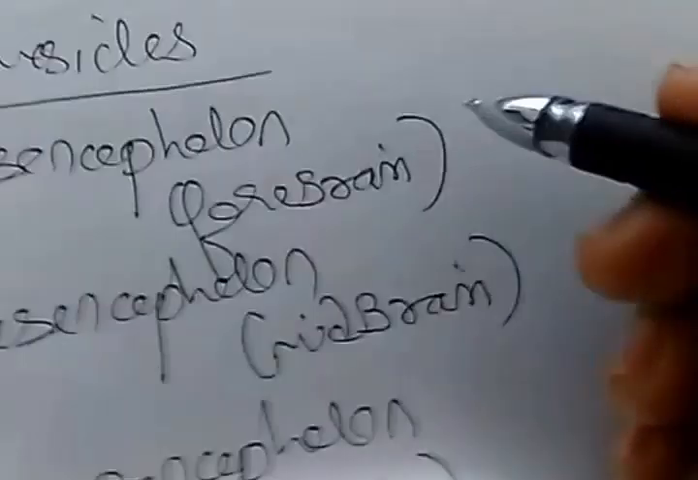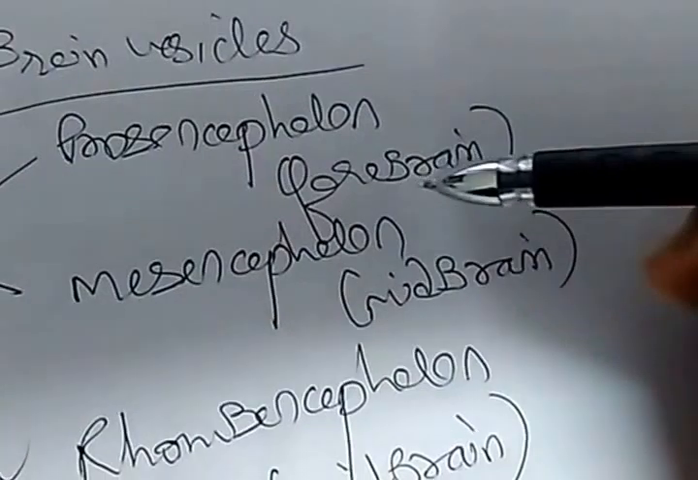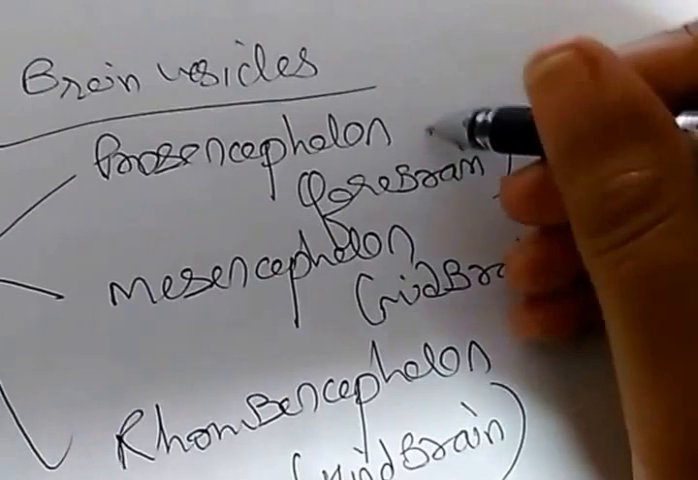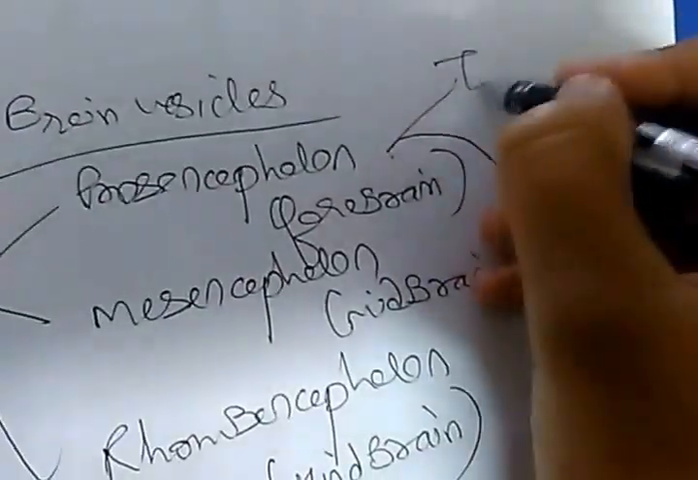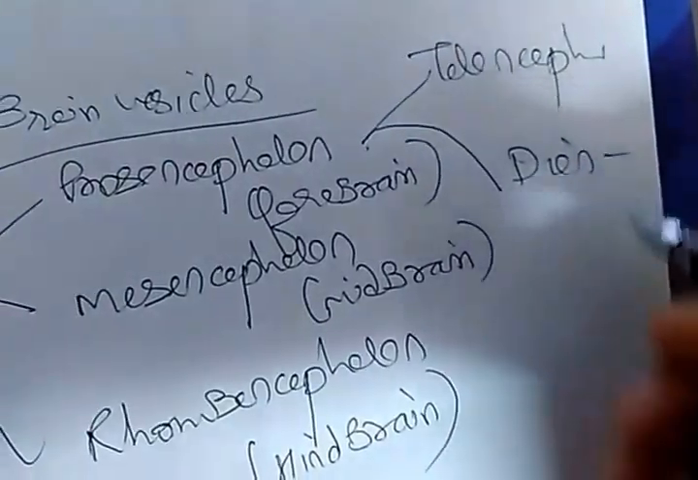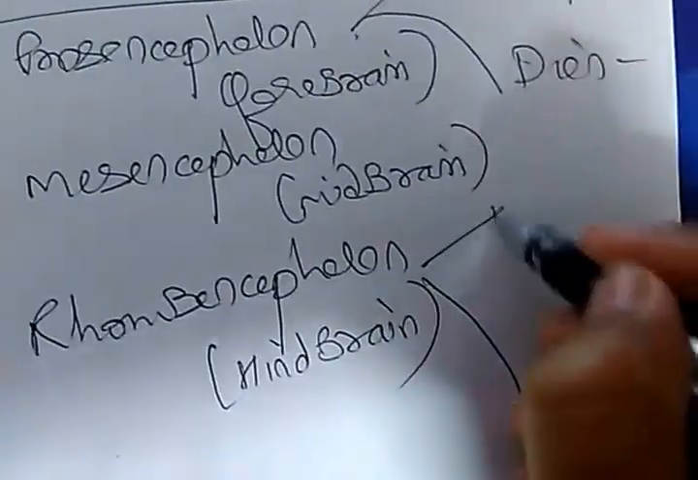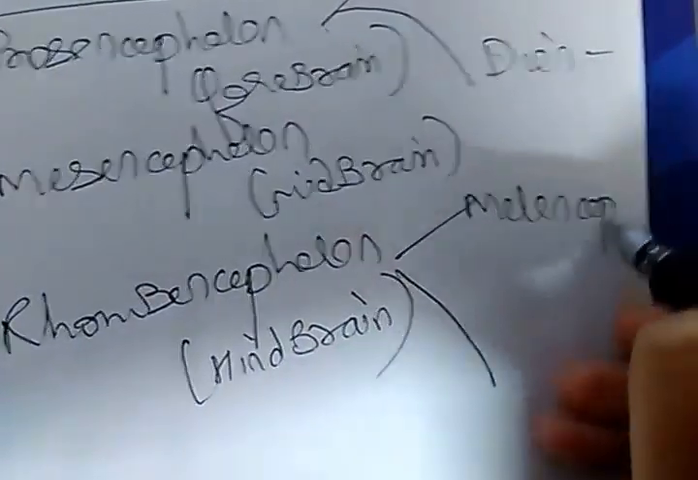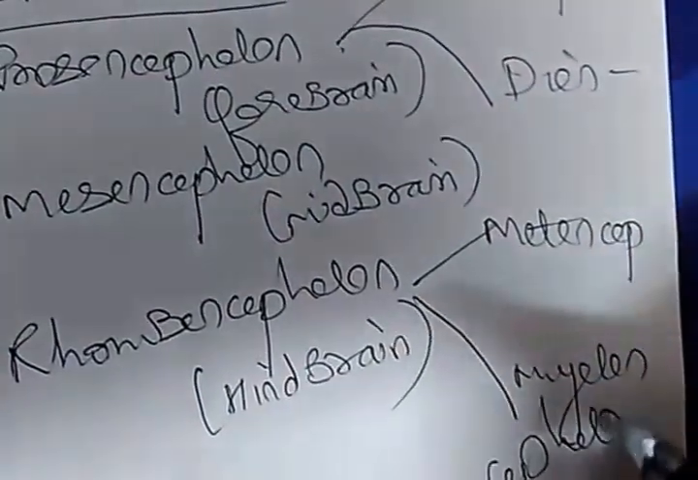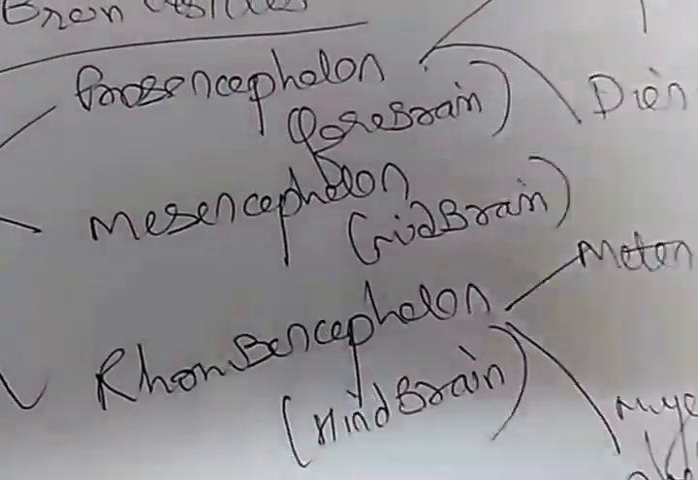Now with further development, they become five in number. Their exact development we will study when we do CNS development in embryology. But for now, you should know that prosencephalon again divides into telencephalon and diencephalon. Okay, mesencephalon remains single, and rhombencephalon again divides into metencephalon and myelencephalon. In this video, we are going to focus mainly on the derivatives of these various brain vesicles.